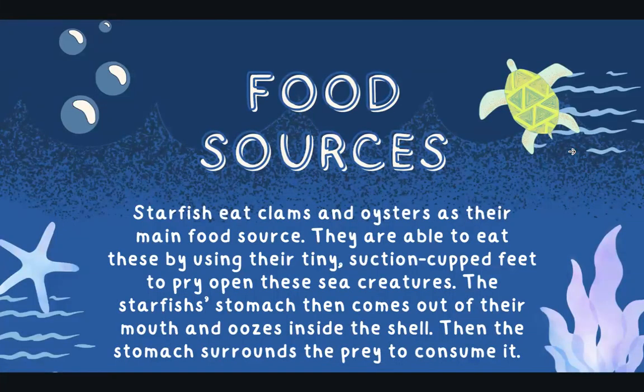Food sources. So the starfish eat clams, oysters, as well as other shellfish as their main food source. And the way that they eat these shellfish is that they use their tiny suction cup feet to pry open these sea creatures. And once they've done this, the starfish's stomach comes out of their mouth and oozes inside the shell. Then at this point, the stomach surrounds the prey and they are able to consume their food source.